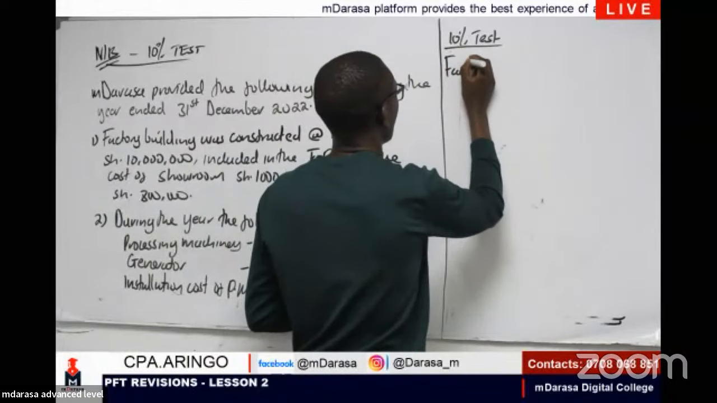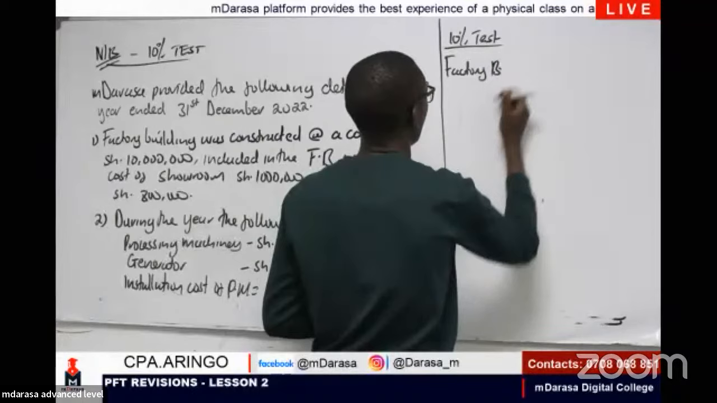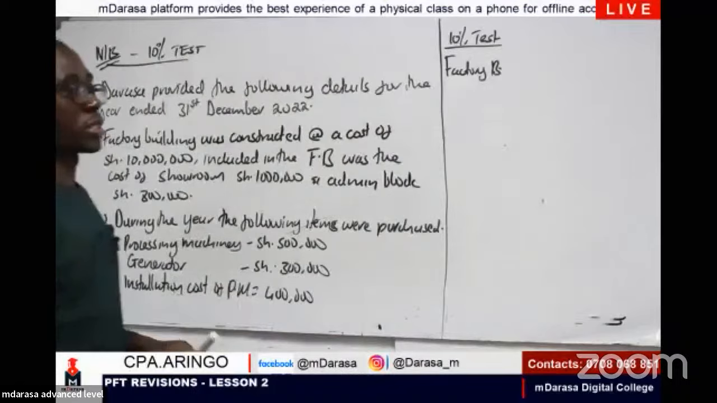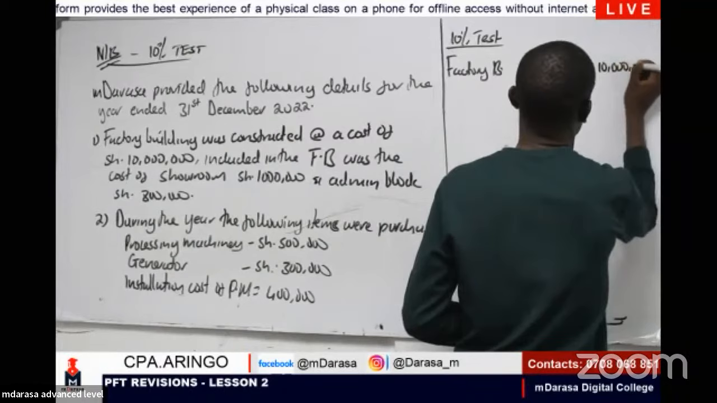The cost of the factory building. We're having a figure of how much? 10 million. That is the cost. The cost of the factory building is 10 million.